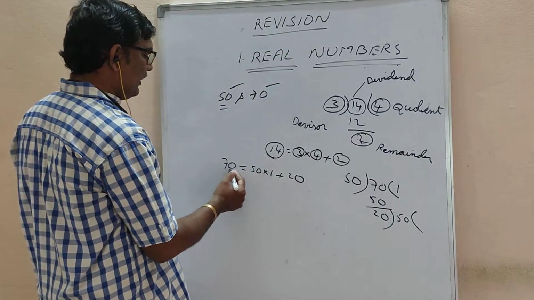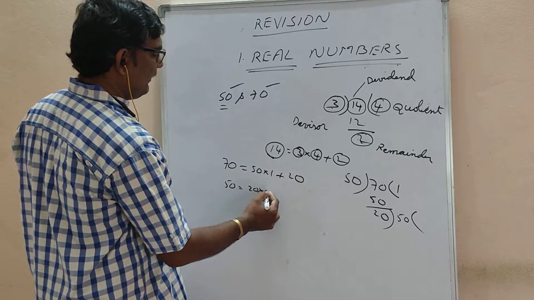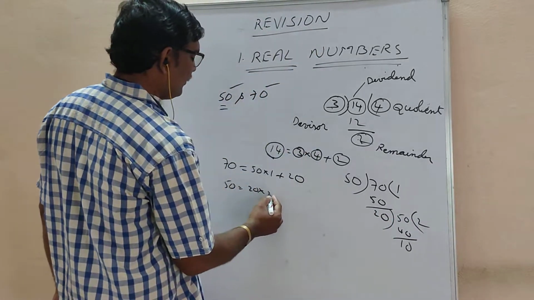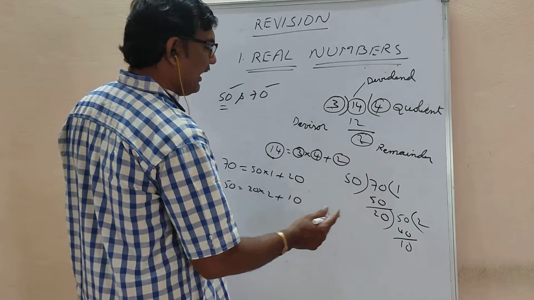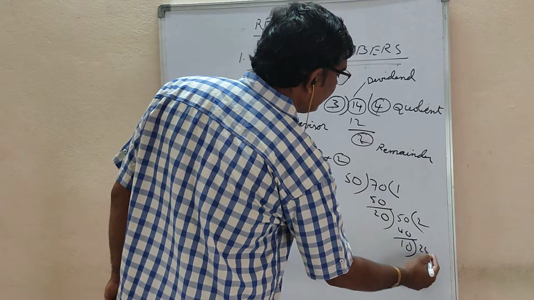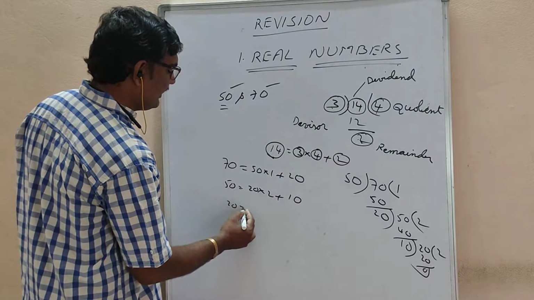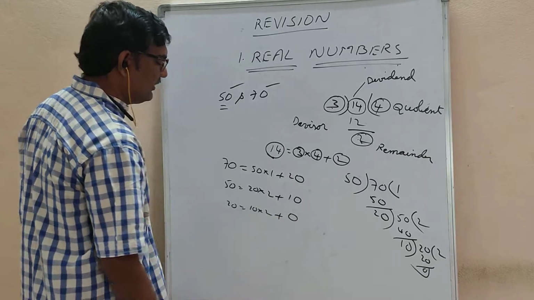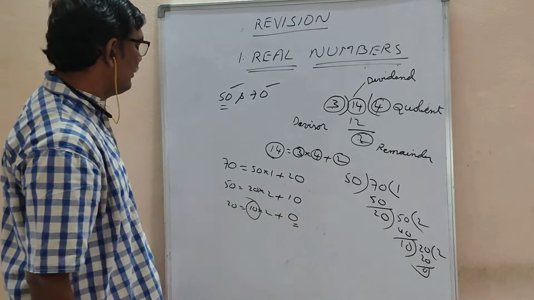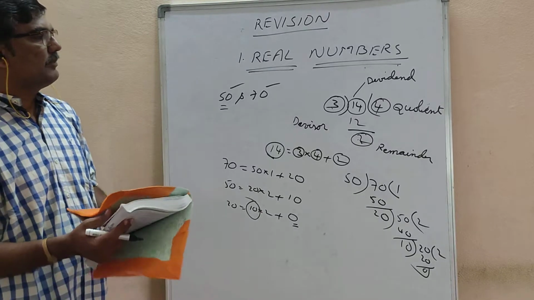Now here 50 will be the dividend, 20 is the divisor. How many times will 20 go here? 20 twos are 40. So here 2 times and 10 remainder. Again the same will repeat. Remainder becomes divisor, divisor becomes dividend. 10 into 2 is 20, you are getting remainder as 0. So 20 you have to write here, 10 into 2 and remainder is 0. Where you got remainder as 0, the divisor is called the HCF of 50 and 70. So I have to practice sums like these.